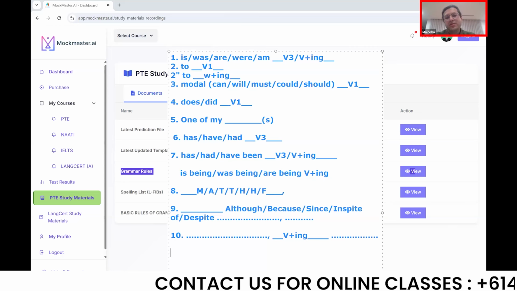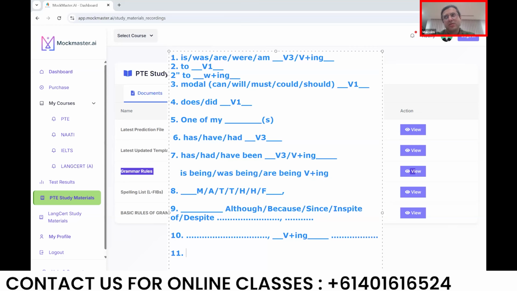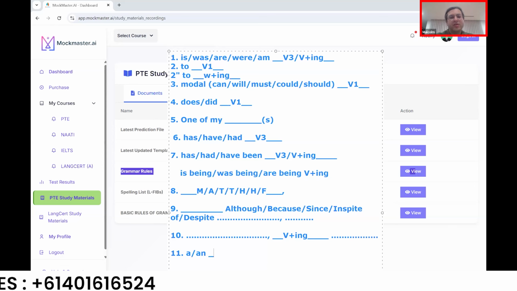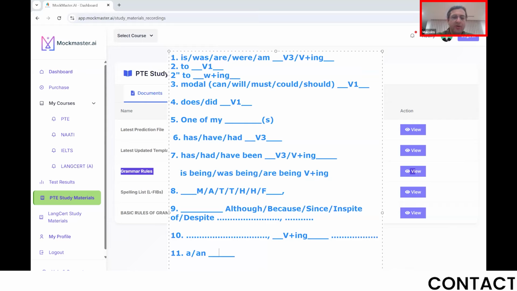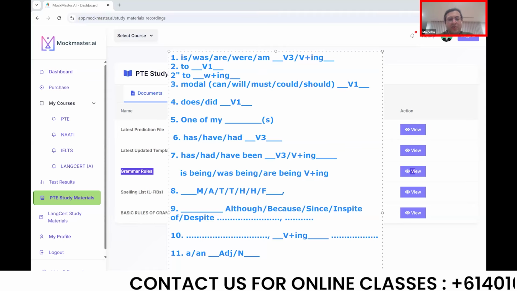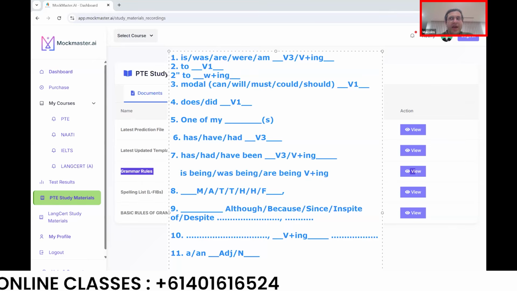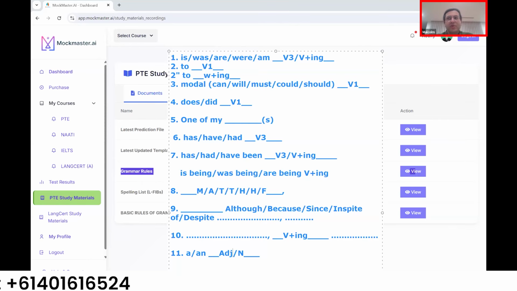And the last thing is, after "a" and a blank, there can be two things. Either it can be a noun or it can be an adjective describing the noun. Like a day, a beautiful day, a smart student.